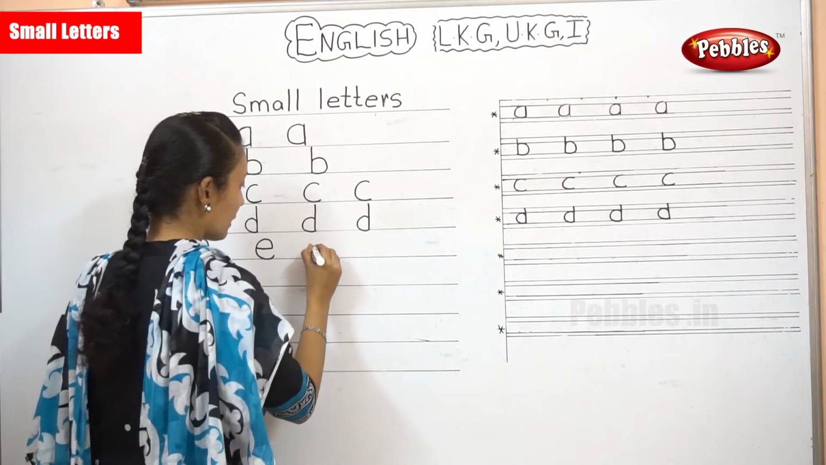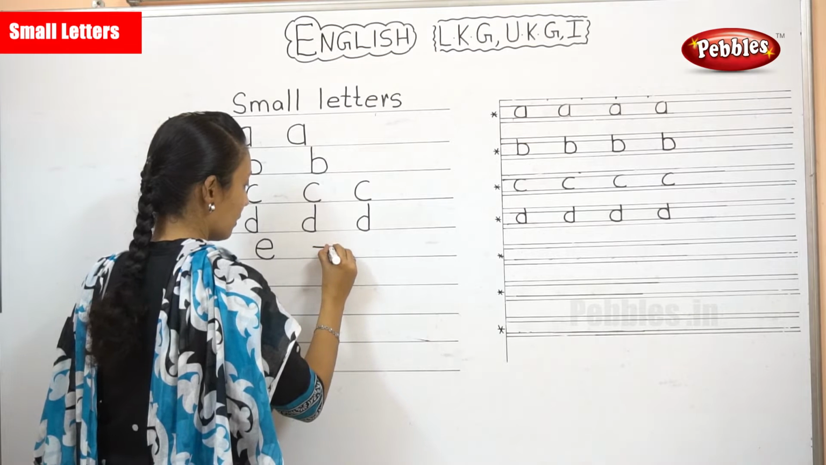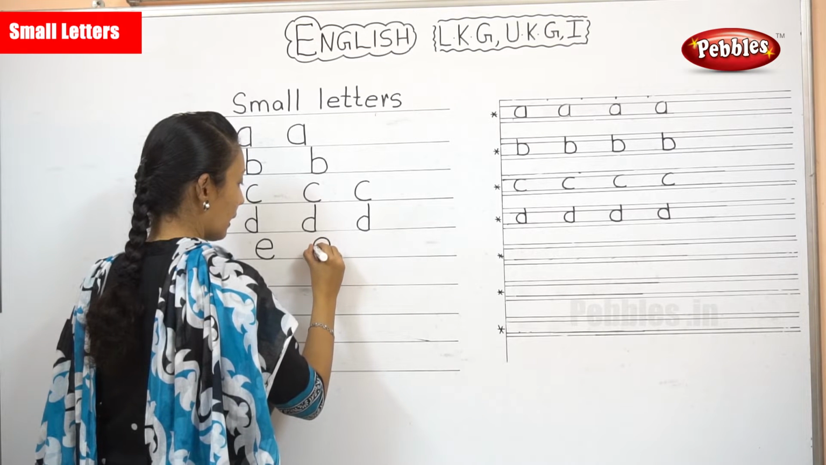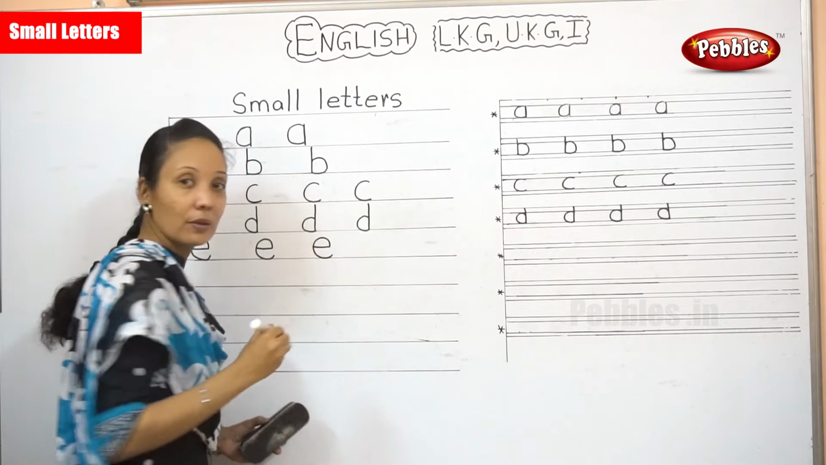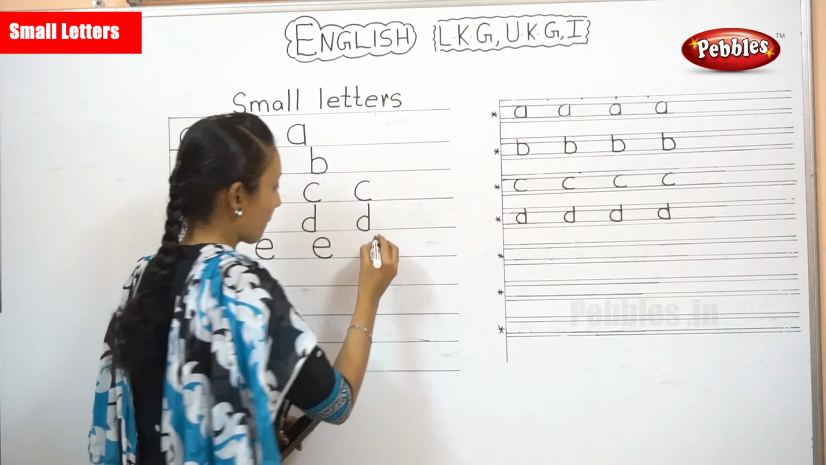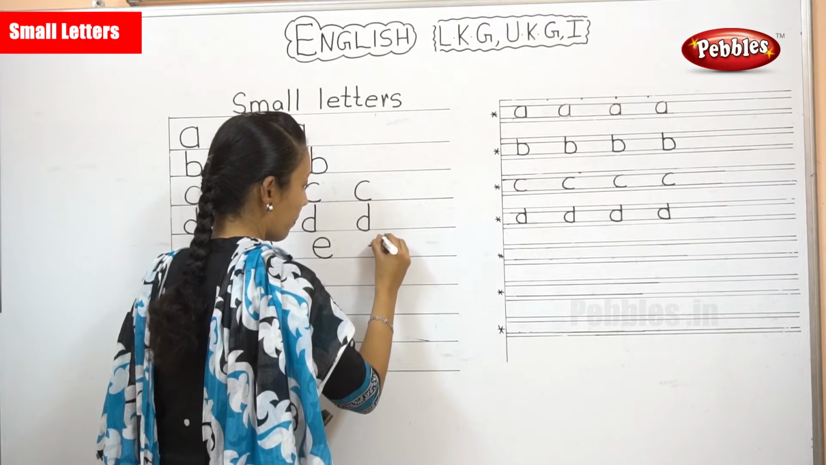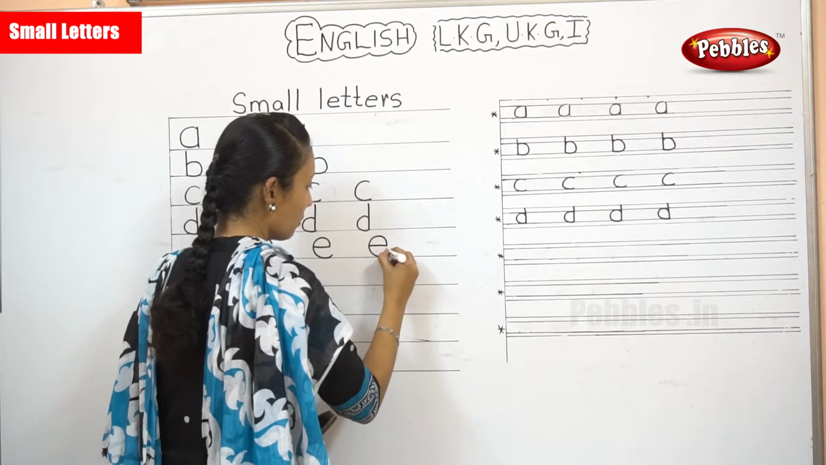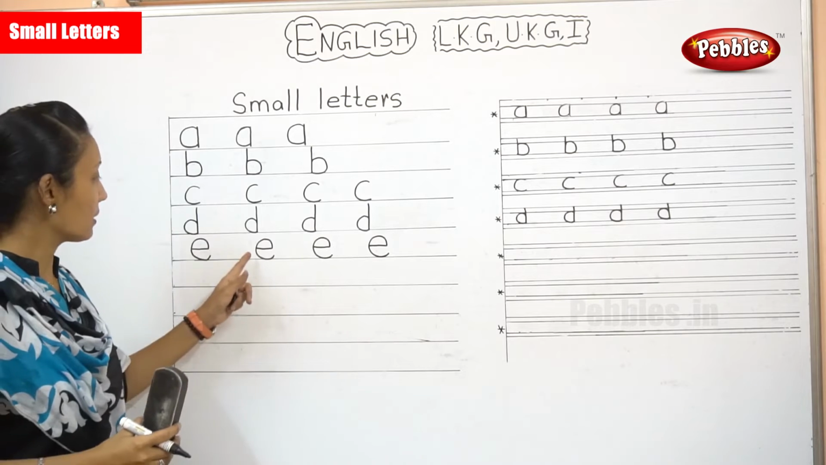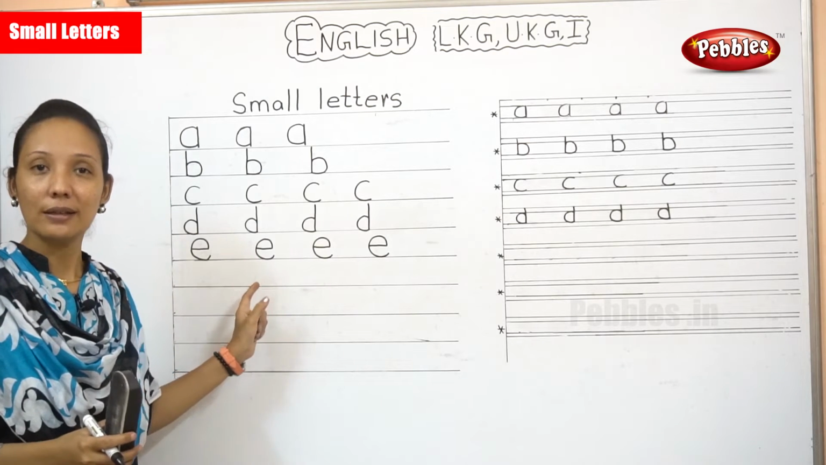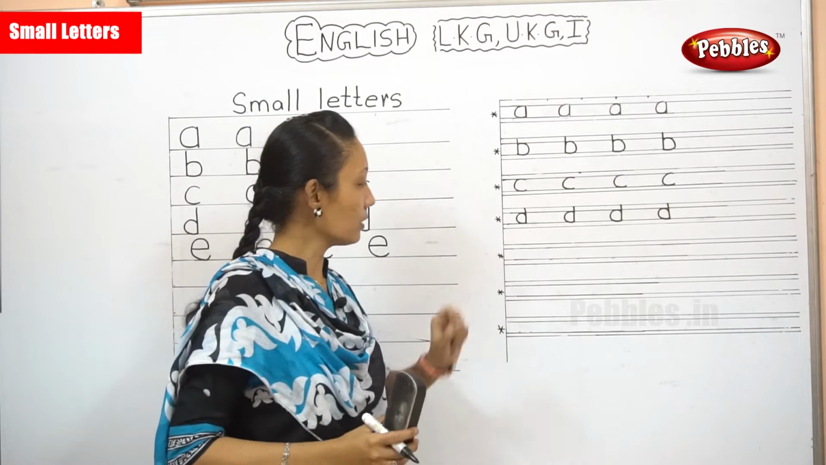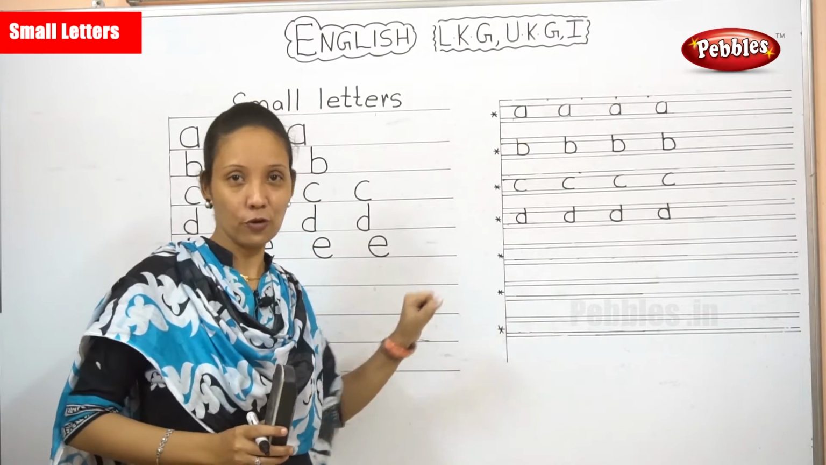Again, a sleeping line, go up and come down. E. Again, a sleeping line, go up and come down. It is E. This is now small letter E. Now, shall we learn to write small letter E on your 4 line?